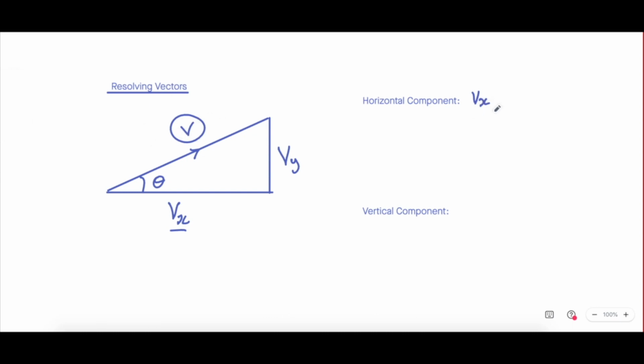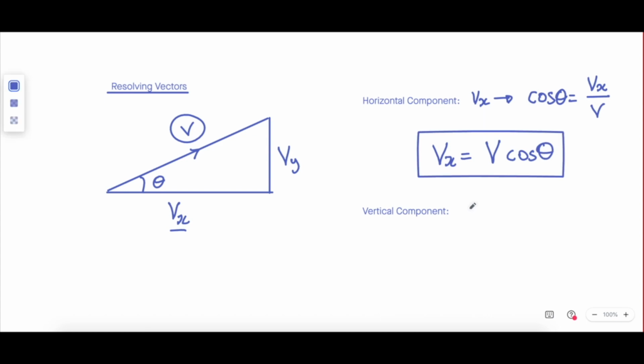So our Vx, you can think of it as adjacent and the hypotenuse. So if you go back to SOHCAHTOA, you'll know that that's adjacent over hypotenuse. So you can say cos theta is equal to adjacent, which is Vx, divided by hypotenuse, which is V. So our equation for Vx, our horizontal component, is V times cos theta.